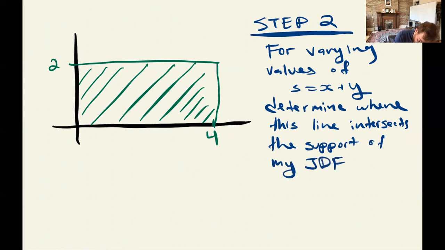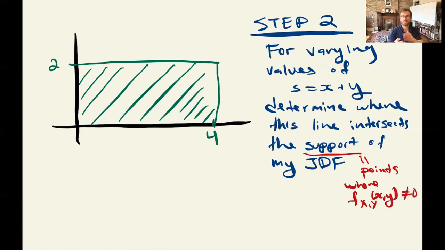And again, we think of the support here. This is the region of points. These are points where f of x, y, our little JDF, is not equal to 0, because we know we don't need to integrate the 0 function. We just need to integrate wherever this is non-zero. So let's sketch a couple of possible values.